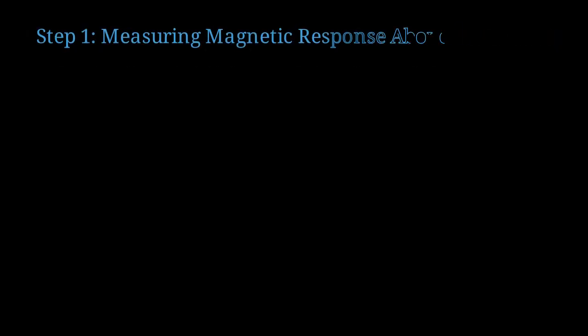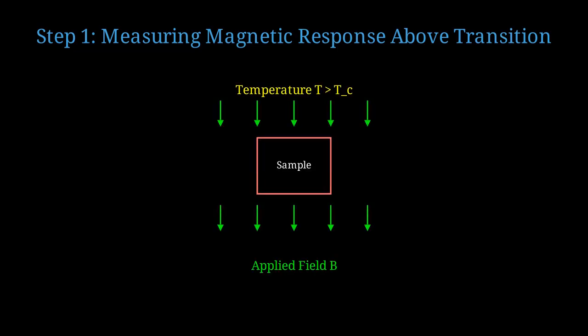Let's begin our experimental workflow. Step 1 is to measure the magnetic response of a material above its critical temperature. We start with a sample at room temperature in an applied magnetic field. Here we have our sample above the critical temperature, Tc. We apply an external magnetic field B.